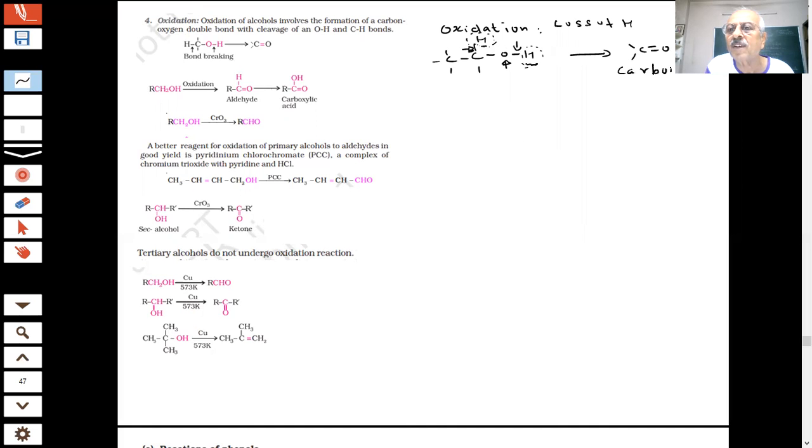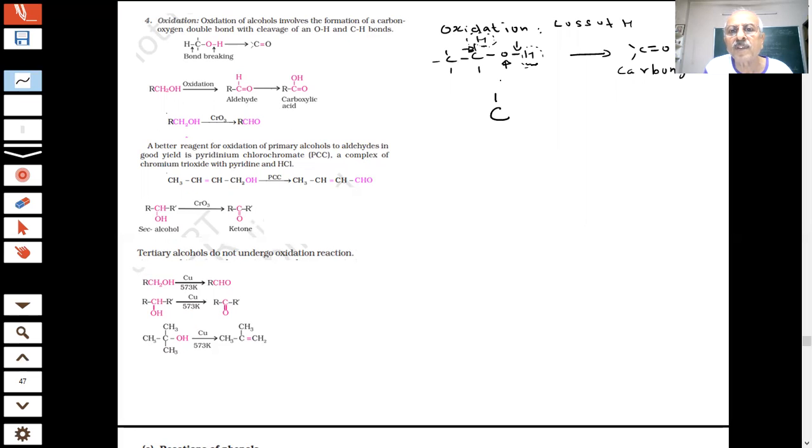What will be the result? Carbonyl compound, students. Aldehyde or ketones. You are aware of the aldehyde or ketone, students? This is an example of oxidation. And you can see this is my alpha carbon, students. This is the alpha carbon.